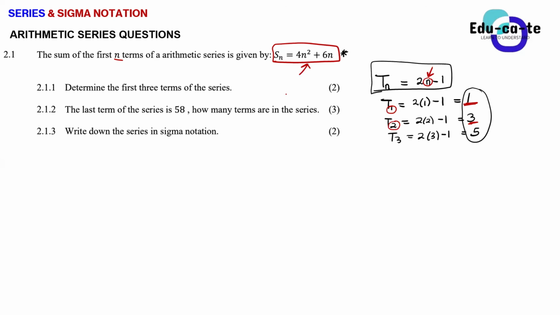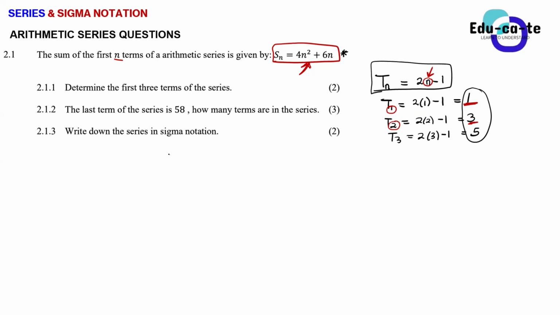The Sn, guys, is used to calculate the sum of a certain number of terms. So here, if they say determine the first 3 terms of the series, you are supposed to use Tn if you are provided with Tn. But if you are not provided with Tn, you have to find other ways. But you cannot substitute n equals 1 into this formula, for the mere fact that if you substitute n equals 1, you are finding the sum, not the value of the term.